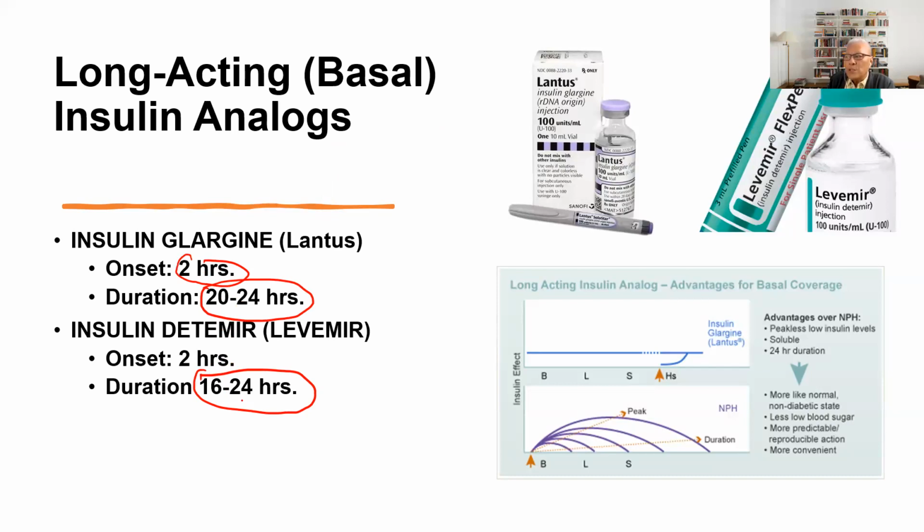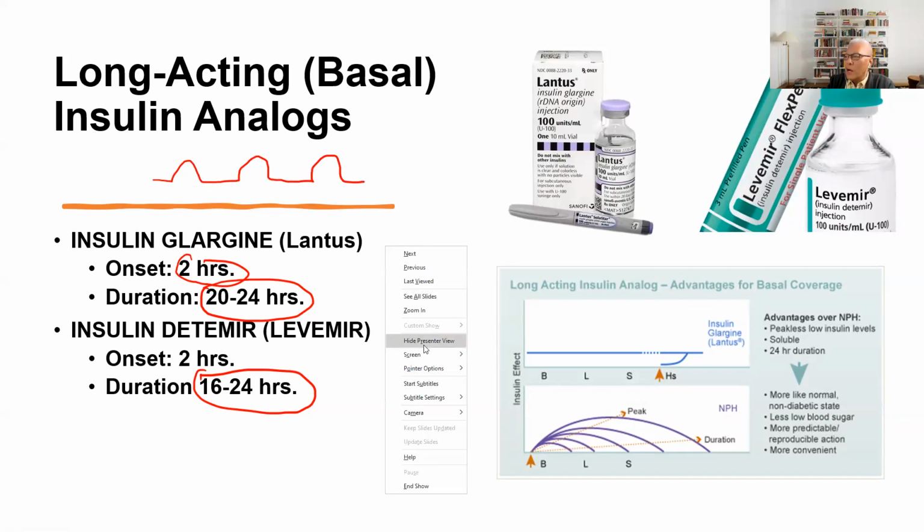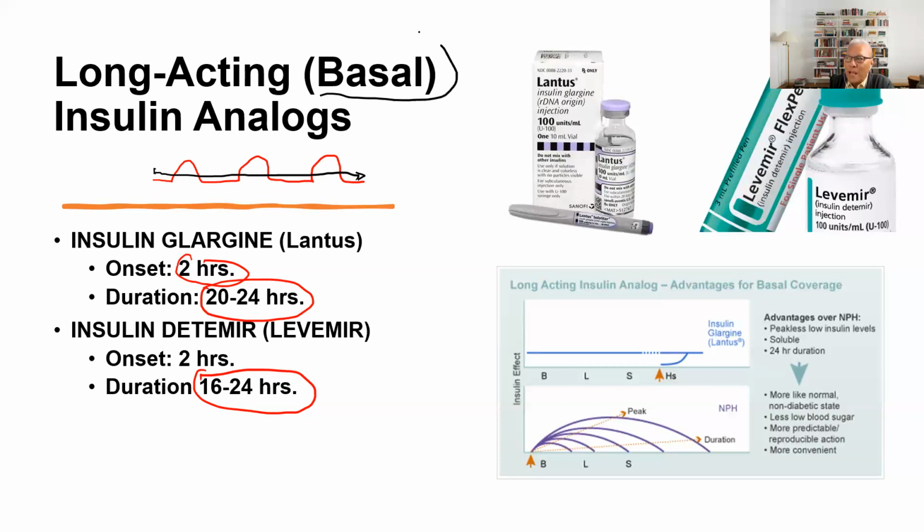So where does this work? If we were having these rises of blood sugar right over here, this insulin glargine and insulin detemir are going to work continuously right over here all the time, okay? And it has a duration of up to 24 hours. So it maintains the blood glucose at all times. That is the reason why it's called basal insulin.